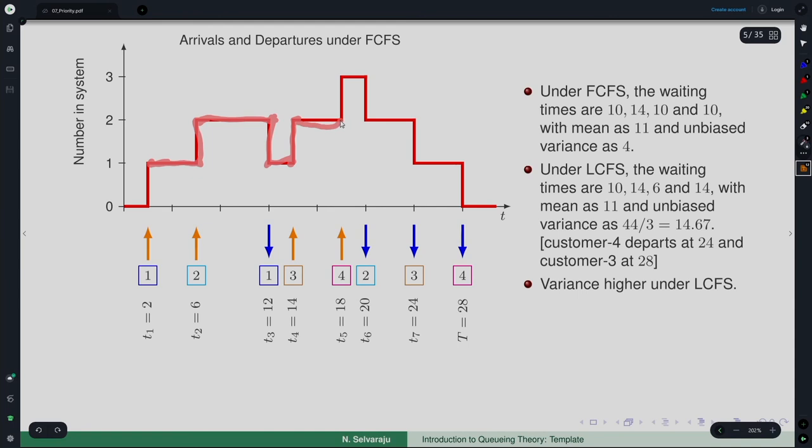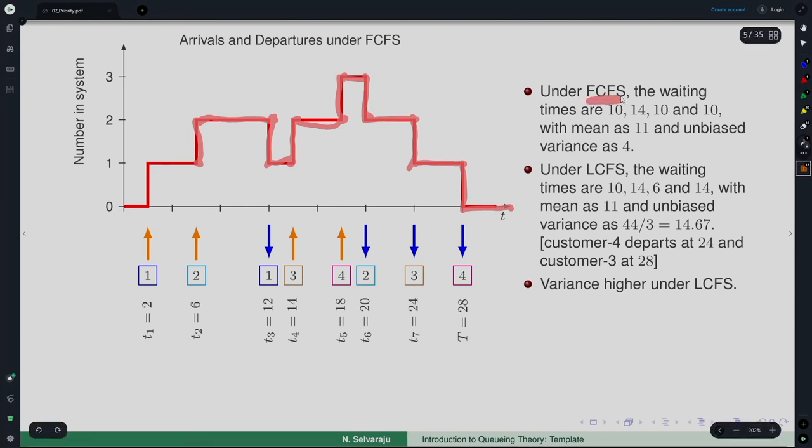At t5 equal to 18, the fourth customer also comes in, but the second customer is still in service, so the system size becomes 3 here. At time 20, the second customer leaves, so the system size becomes 2. Now there are 2 customers, but since it is FCFS, the third customer is picked up for service, and his service continues from 20 up to 24. At this point the third customer's service ends, and the system size becomes 1. The fourth customer's service starts at 24 and ends at 28, so the system becomes 0, and so on. So this is a typical sample path, what we call the sample path for the system size in a single server system.